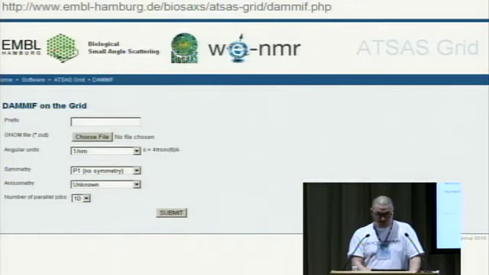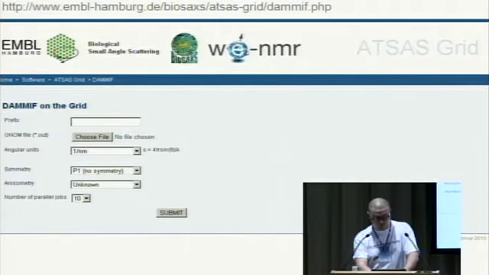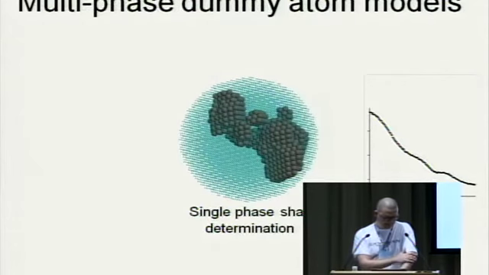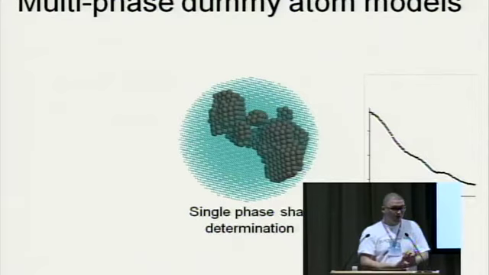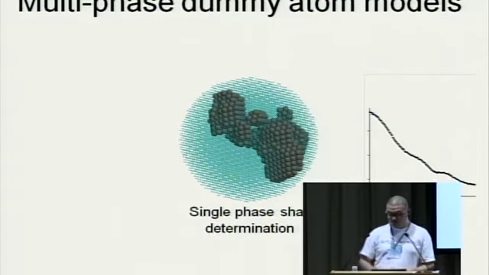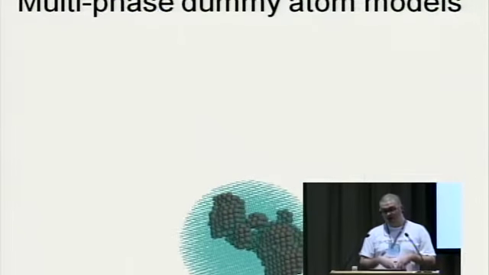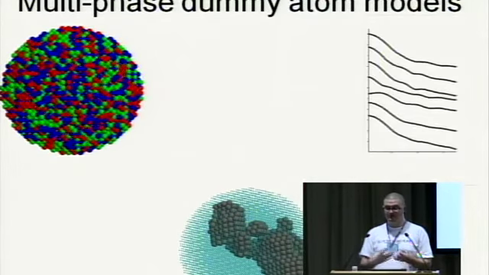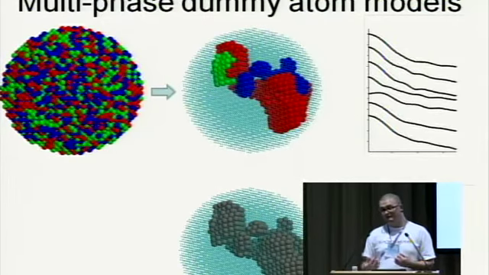So Damif is also available as an online version. You can also download it as part of the ATSAS package, and you can run it both on the grid or on your computer. This approach is called single-phase ab initio modeling. What we could also do is multi-phase ab initio modeling, which means that we could use beads of different colors.